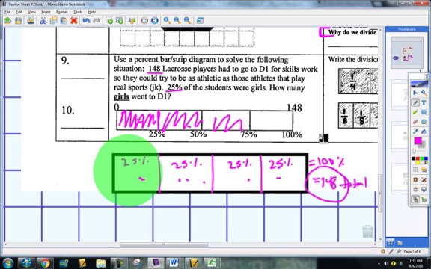So I don't think there'll be any issues. You can always check it with a proportion. You know the percent. You obviously know the whole. You're looking for the part.